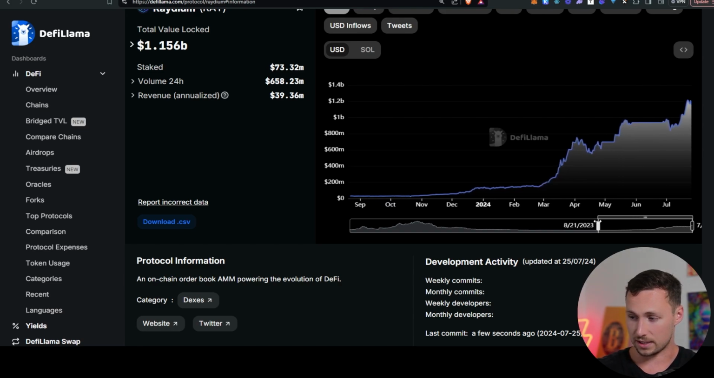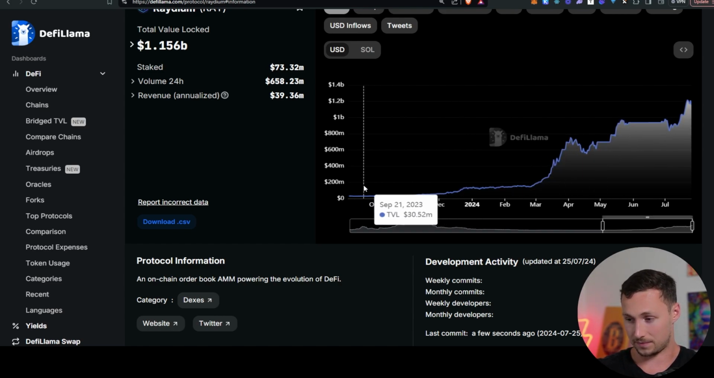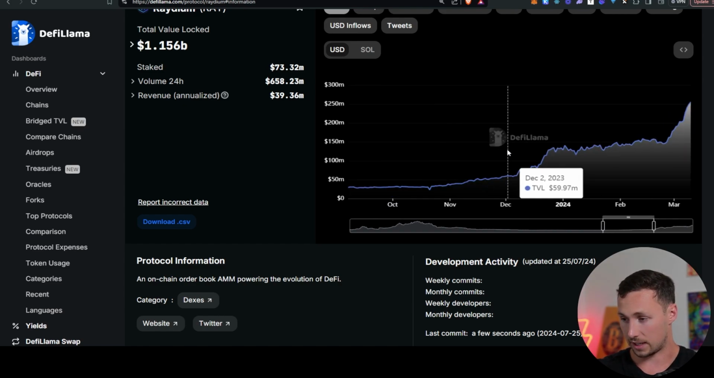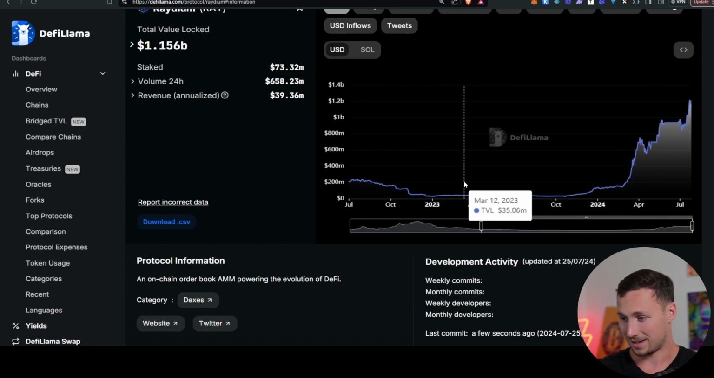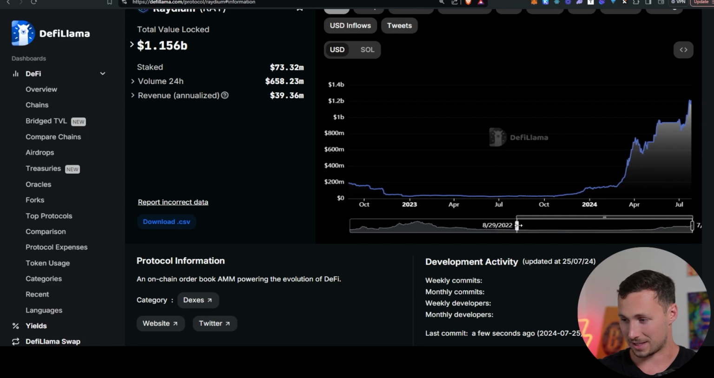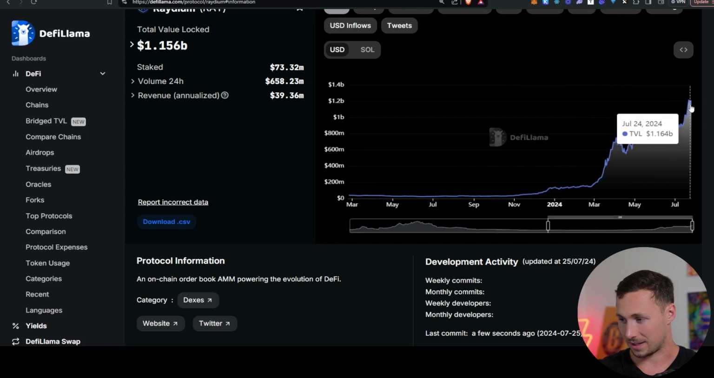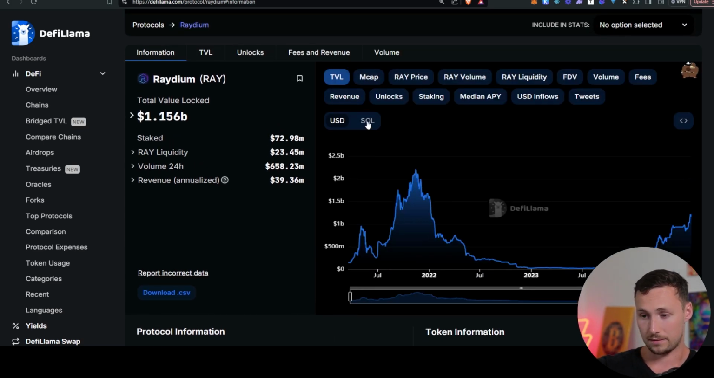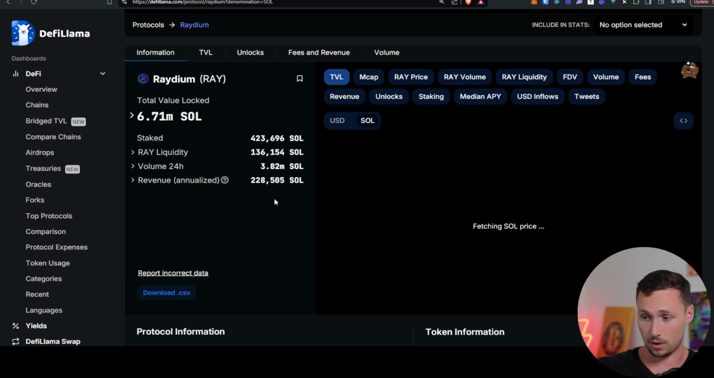If we look at it more recently, we see that it really got really low last year. However, it's been growing. It's grown from low tens of millions to now over $1 billion again. Just tremendous growth. First thing I'd always do is change this to Sol. Again, Raydium, if Sol does well, Raydium will probably do well.